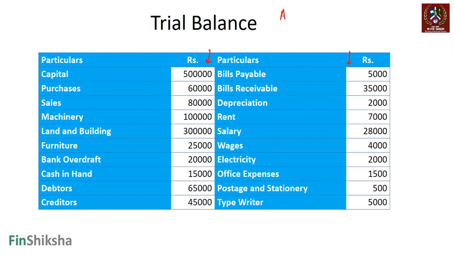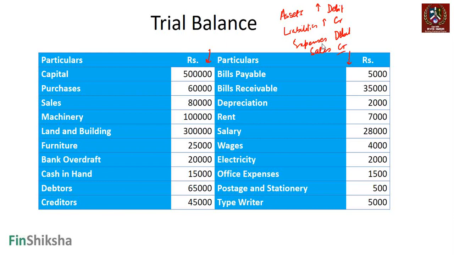Just remember, assets going up is debit. So consequently, we can work with liabilities going up is credit. Expenses are debit and sales or incomes are credit. That's what we need to remember in terms of our formula, right? Once we remember this, then basically rest everything is straightforward.